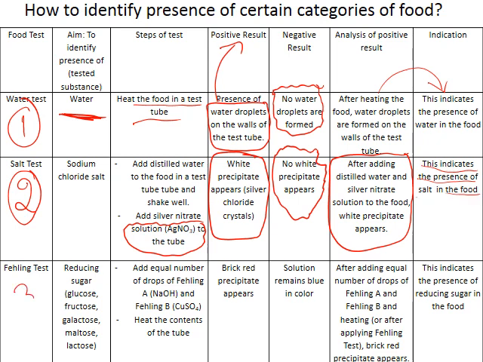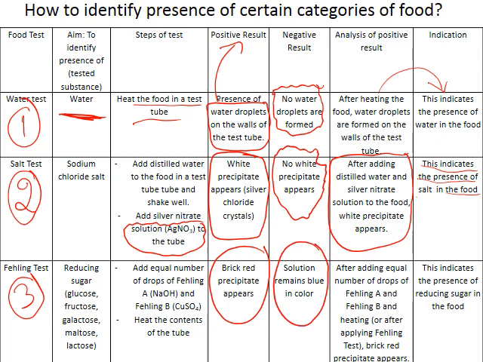Number 3, pay attention to this one, the Fehling test. The Fehling test is mainly for the reducing sugars: glucose, fructose, galactose, maltose, lactose, and so on. So we have to add equal amounts of Fehling A, NaOH, and Fehling B, CuSO4. Heat the contents of the test tube. Positive result: a brick red precipitate appears. Negative: the solution is going to remain blue in color.